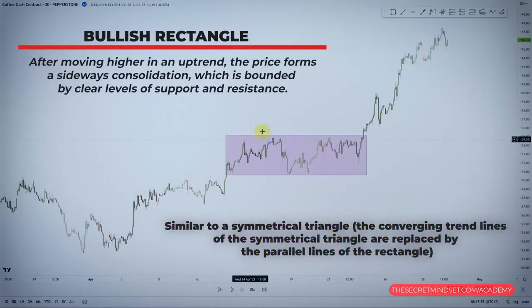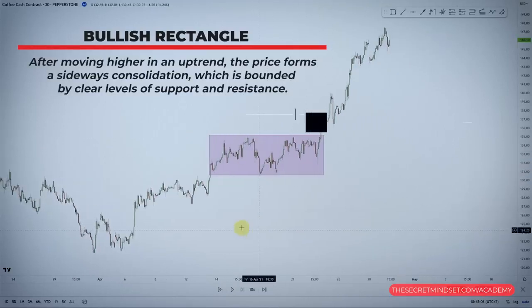In theory, this consolidation is similar to a symmetrical triangle. The main difference is the converging trend lines of the symmetrical triangle are replaced by the parallel lines of the rectangle. As with the symmetrical triangle, price is taking a breather before resuming its trend.